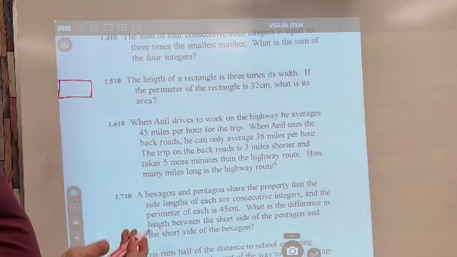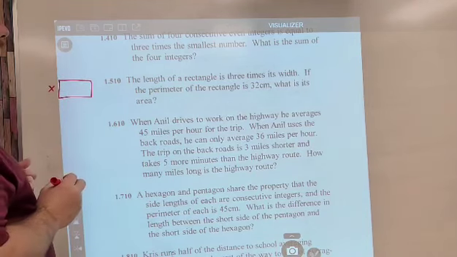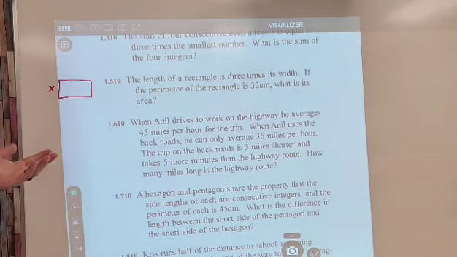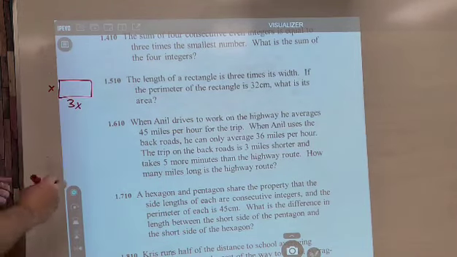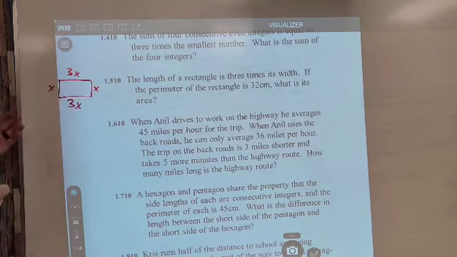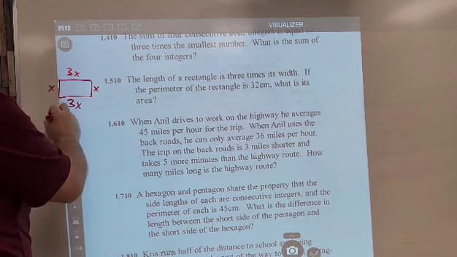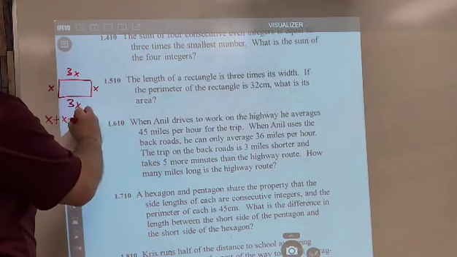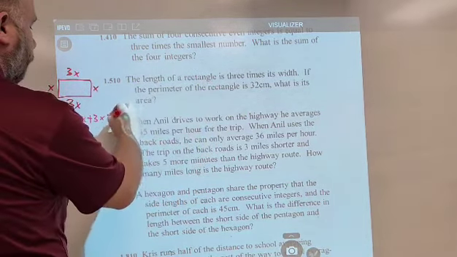So it doesn't give us any of the sides, but we know that the width is x because we don't know. And they say that the length is 3 times that. So that would be just 3x. So this would be x if that's x, and this would be 3x. So if I add all 4 of them up, x plus 3x plus x plus 3x is going to equal my perimeter of 32.